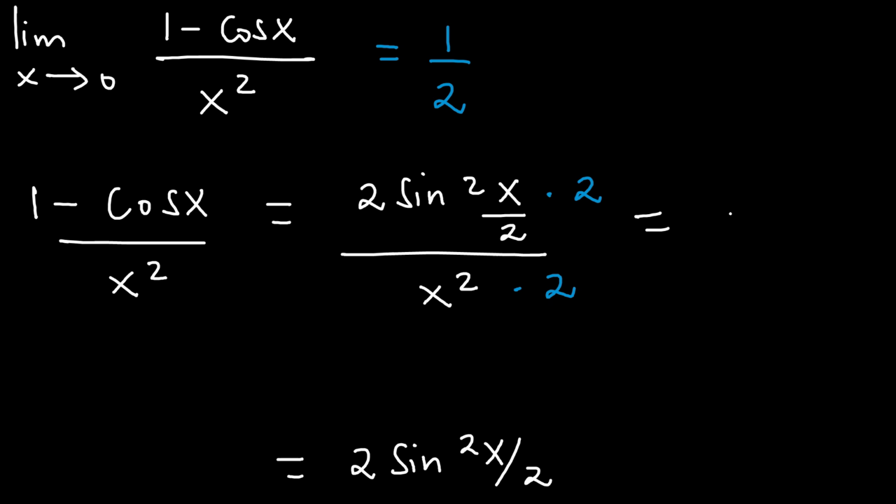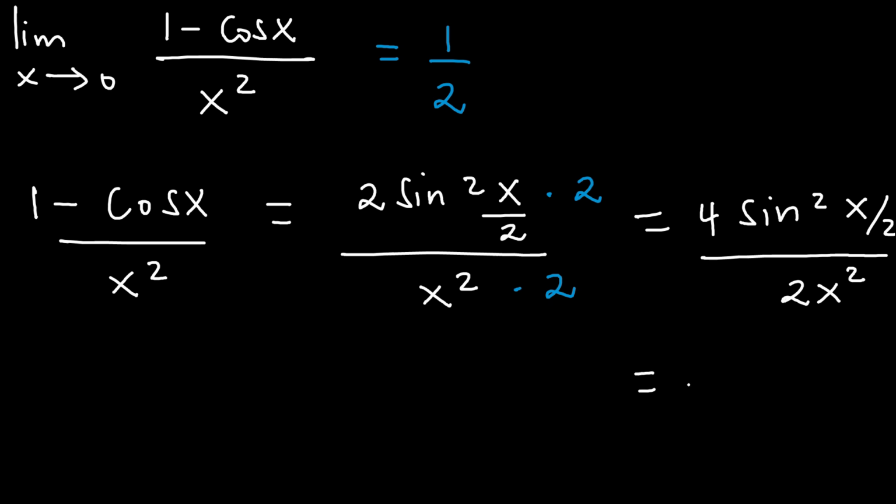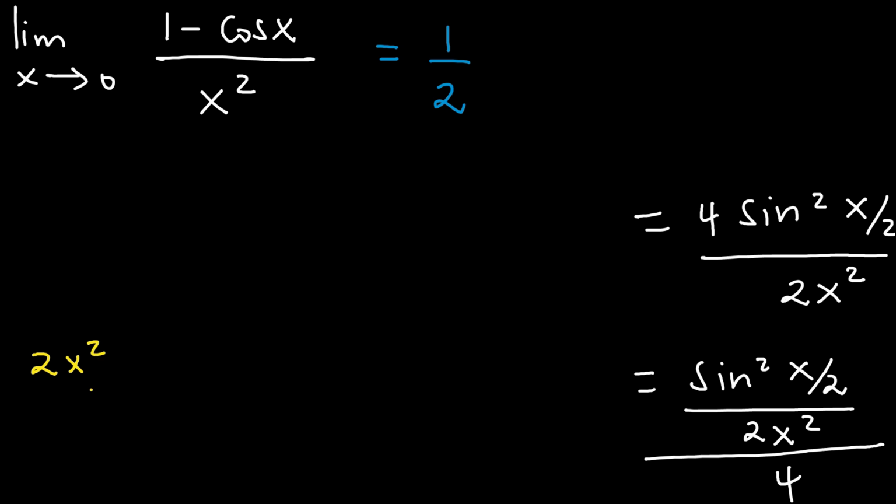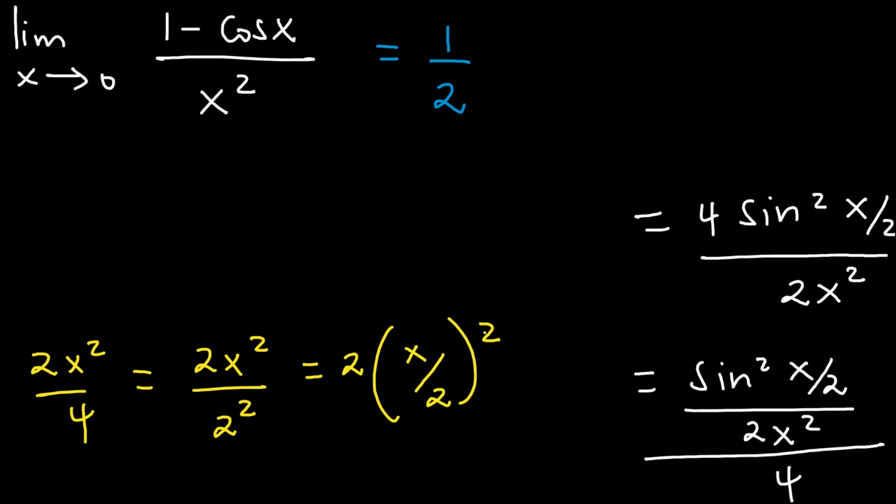And so this will be equal to 2 times 2, which is 4 sine squared x divided by 2, divided by 2 times x to the power of 2. And this can also be written as sine squared x divided by 2, divided by 2x to the power of 2, and then divided by 4. Now 2x to the power of 2 divided by 4 is the same as 2 raised to the power of 2. And this can also be written as 2 times x divided by 2 raised to the power of 2. So we shall replace this with that.